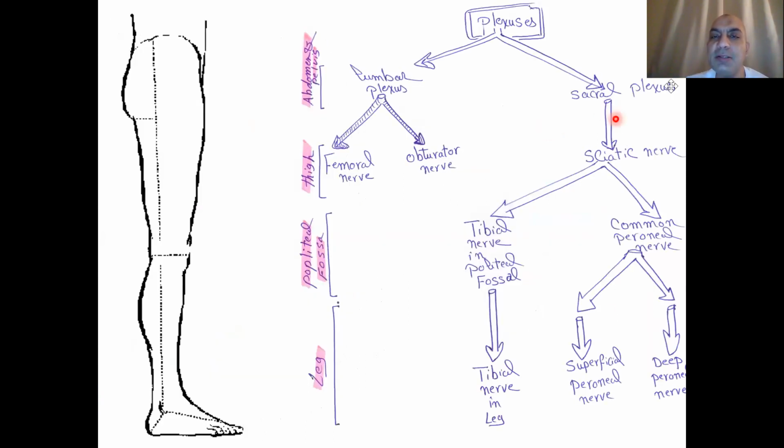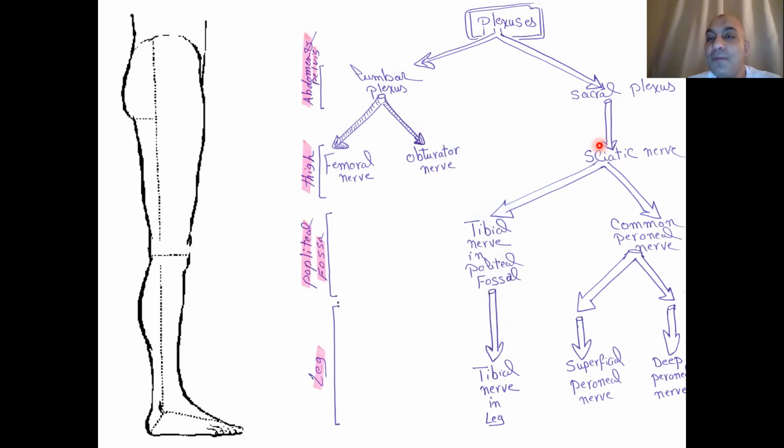We have to memorize: we have two plexuses. The first plexus is called the sacral plexus, and the second plexus is called the lumbar plexus. The site of these plexuses is in the abdomen and in the pelvis. From the lumbar plexus, we have two important nerves. They are named the femoral and obturator nerves. And from the sacral plexus, we have the sciatic nerve.